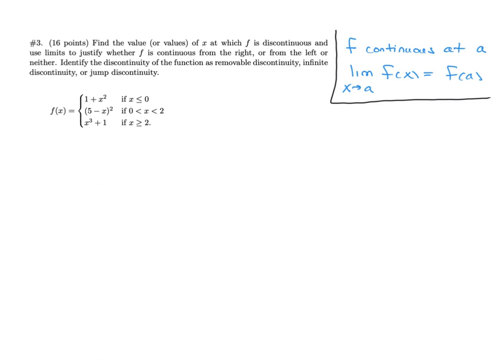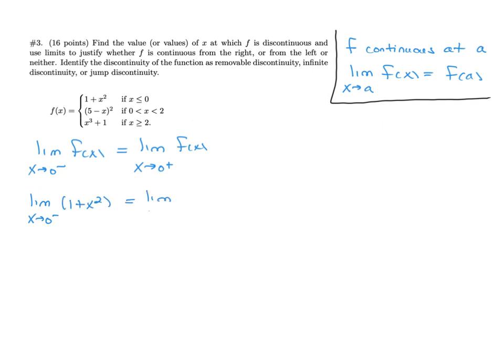What I'm going to do is look at the limit as x approaches 0 from the left of this function and see if it's equal to the limit as x approaches 0 from the right. If they're different, it means the limit does not exist and therefore it is not continuous, or discontinuous. If we approach 0 from the left, we're using this portion of the definition, so I'll replace f of x with 1 plus x squared. That is, this is the limit as x approaches 0 of 1 plus x squared.